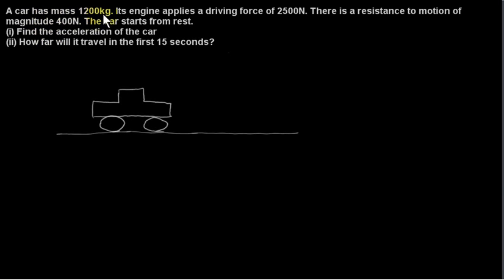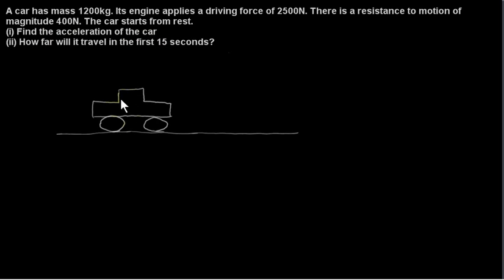A car has mass 1,200 kilograms. Its engine applies a driving force of 2,500 newtons. There is a resistance to motion of magnitude 400 newtons. The car starts from rest. Find the acceleration of the car.